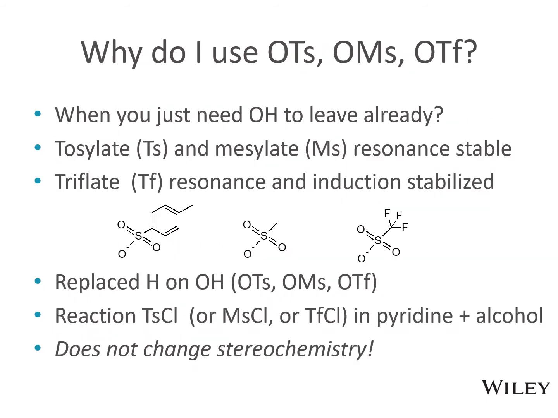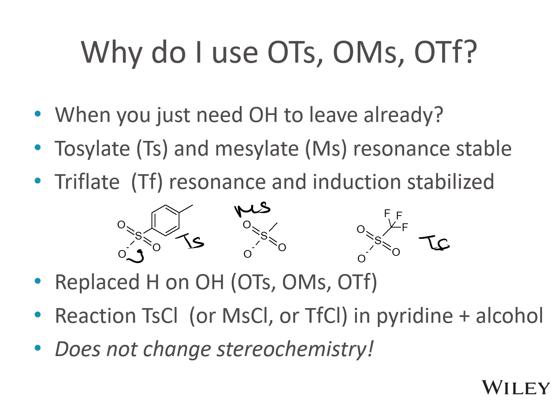So why would someone want to use these leaving groups? These are some of the best leaving groups that you can have. We haven't really seen these up till this chapter, but these groups are tosylate, which we abbreviate TS, mesylate, which we abbreviate MS, and triflate, which we abbreviate TF. So this is triflate, this is mesylate, and this is tosylate.